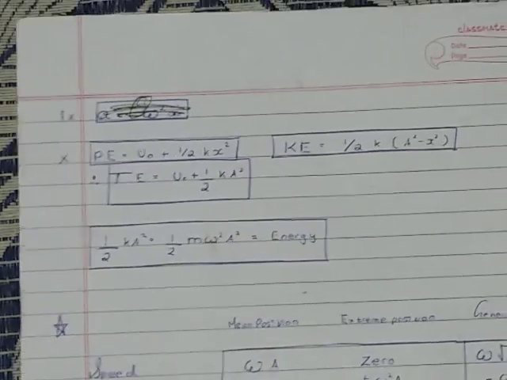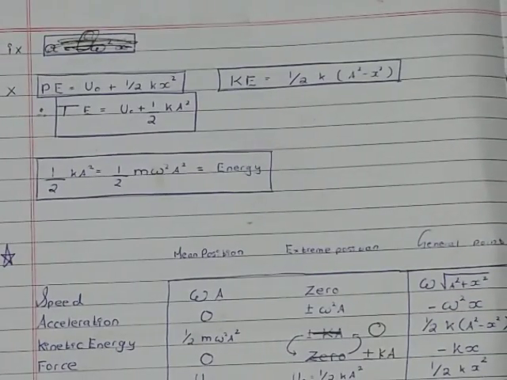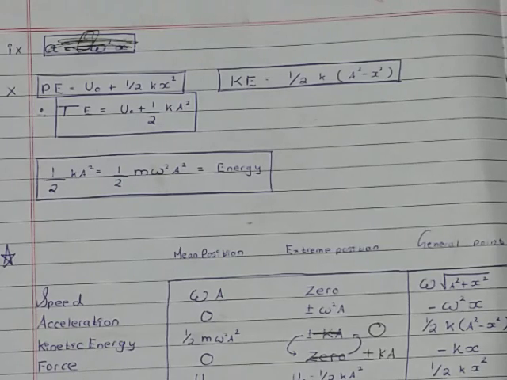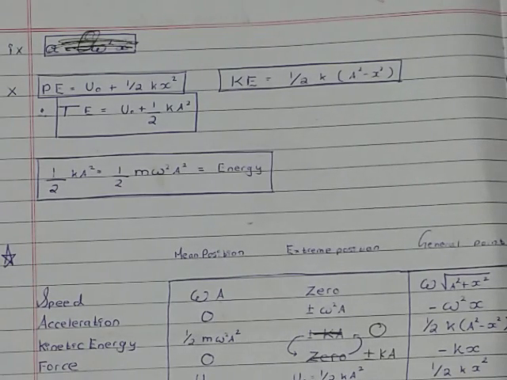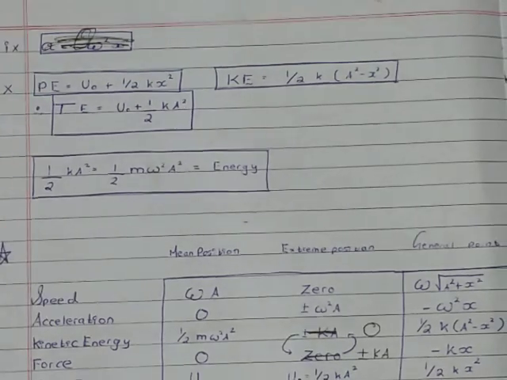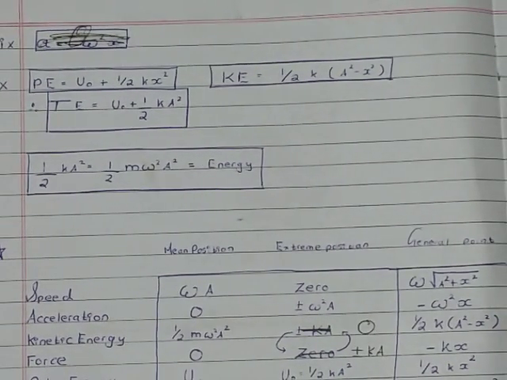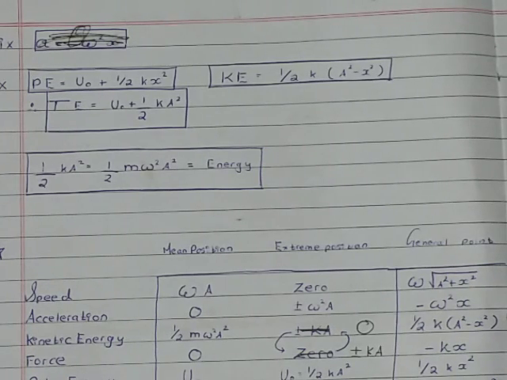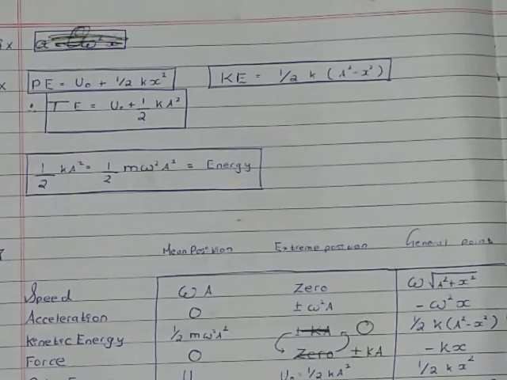And now let's get on to our next topic, that is energy. Potential energy equals u naught plus half kx square, where u naught is a constant. Total energy equals u naught plus half ka square, and kinetic energy equals half k times a square minus x square. That means total energy equals half m omega square a square.